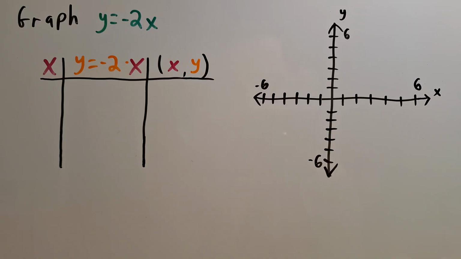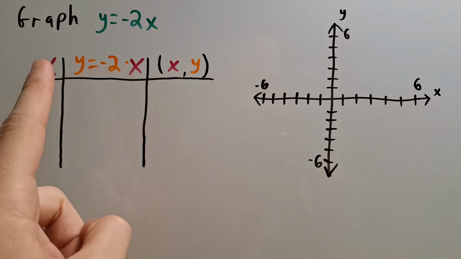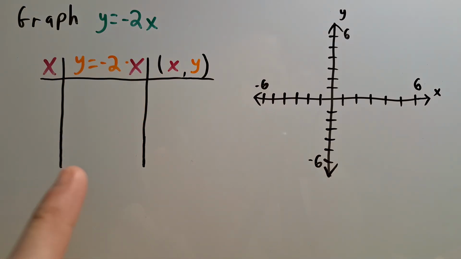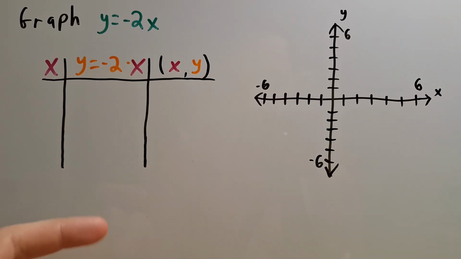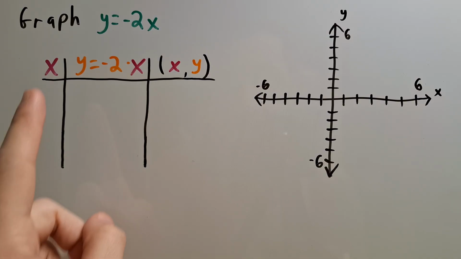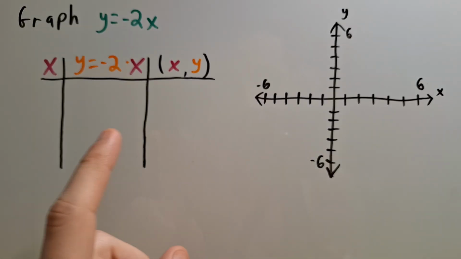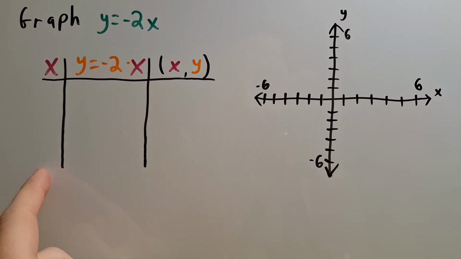Hello everyone, in this video we're going to graph more linear equations. So here we're going to graph y equals negative 2x, and we'll graph these the same exact way we did the ones in the last video, which I'll drop a link for in the description. We're going to find 3 points that lie on this graph, we're going to plot them, we'll draw the line, and then we'll find a fourth solution for this graph.